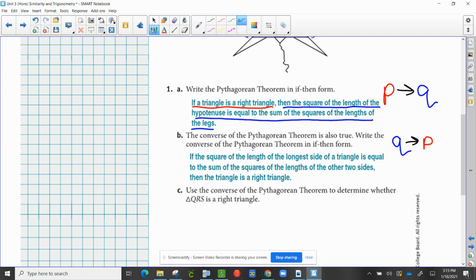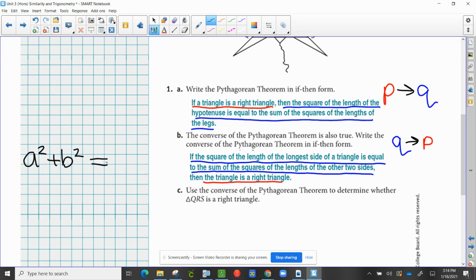So if the square of the length of the longest side of the triangle is equal to the sum of the squares of the lengths of the other two sides, then the triangle is a right triangle. What this is saying is if we have sides where a squared plus b squared in fact equals c squared, so if this holds true, then we have a right triangle. We can prove that it is actually a right triangle.